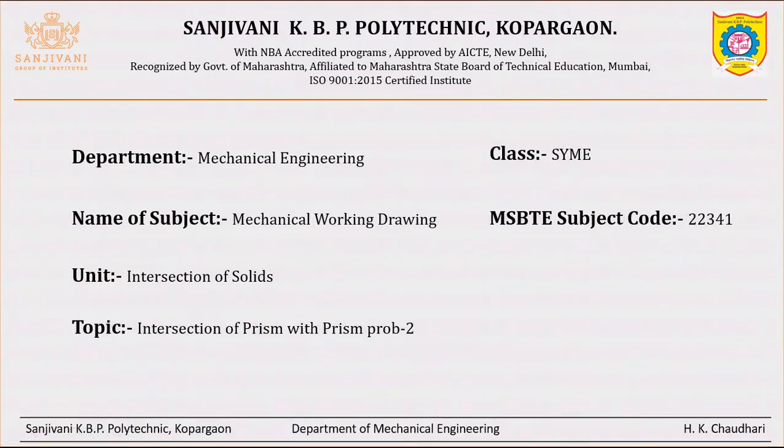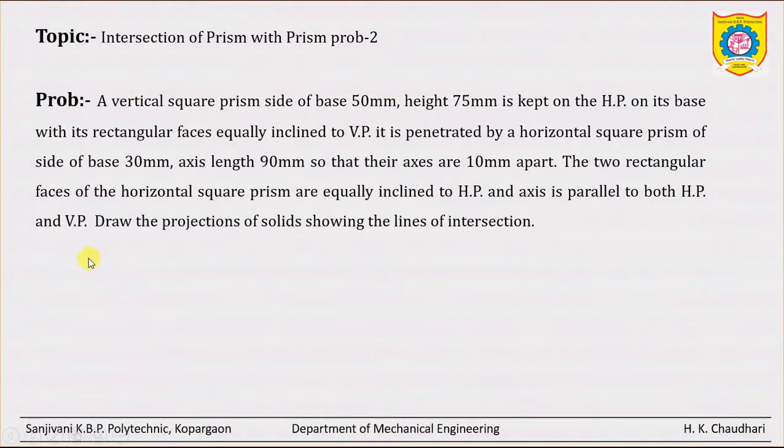Dear friends, today we will discuss the new problem on intersection of prism with prism. So let us take a problem. A vertical square prism, side of base 50 mm, height 75 mm, is kept on the HP on its base with its rectangular faces equally inclined to VP.